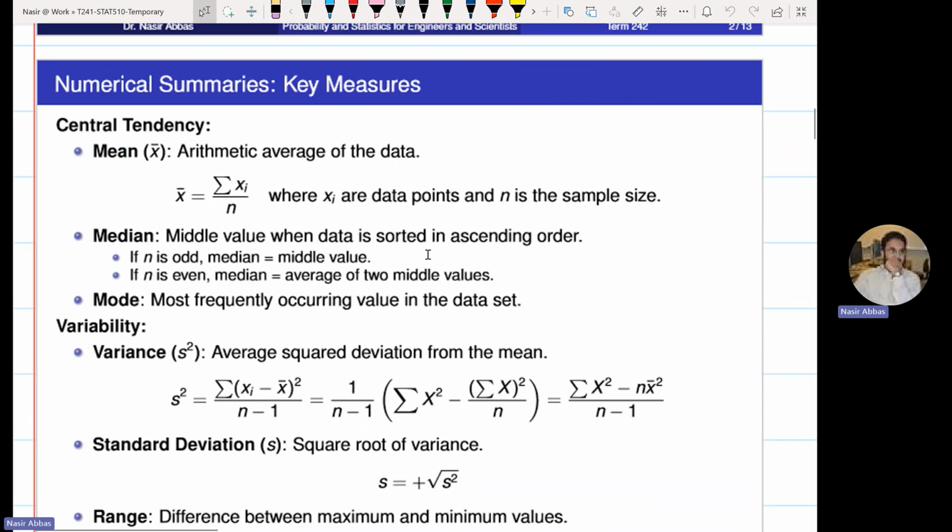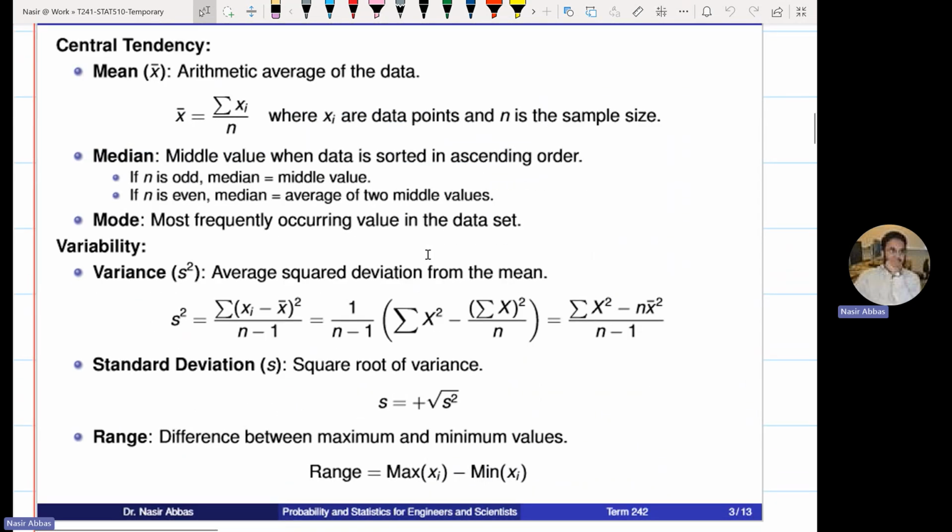Let us talk about some of the key numerical measures. When you describe a data, there are few aspects of the data that you need to describe.